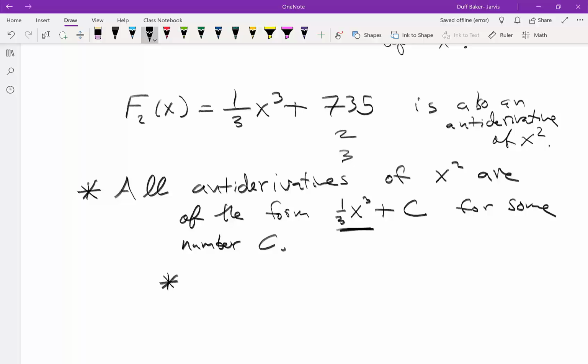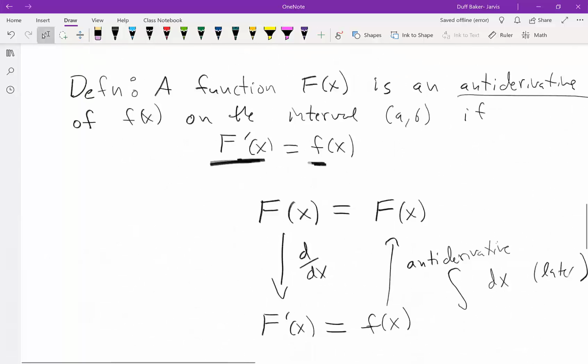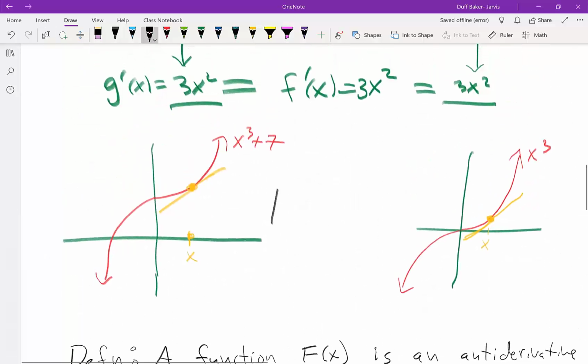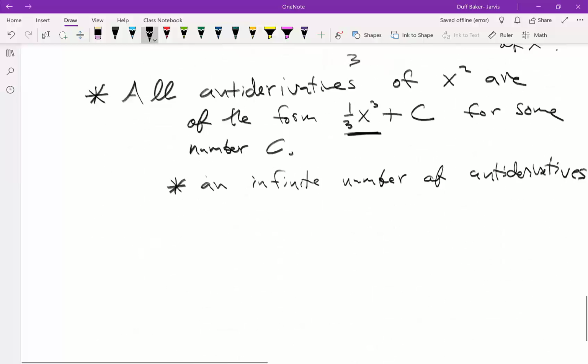So it can be important to remember that there are an infinite number of antiderivatives. So that means if there is one, there's an infinite number. And they all are just, you find one antiderivative, like we did up here, and then you can shift it up or down, because shifting up or down doesn't change the derivative. And that's the adding the constant part. Okay.